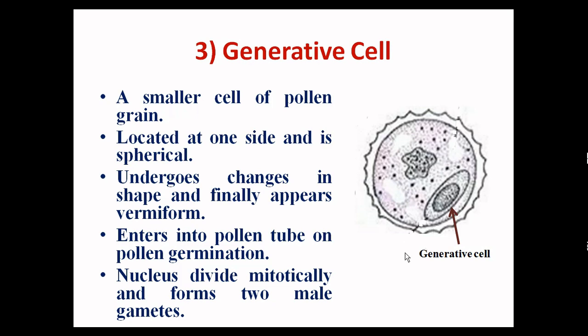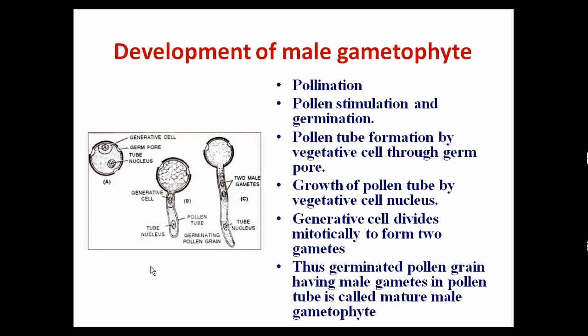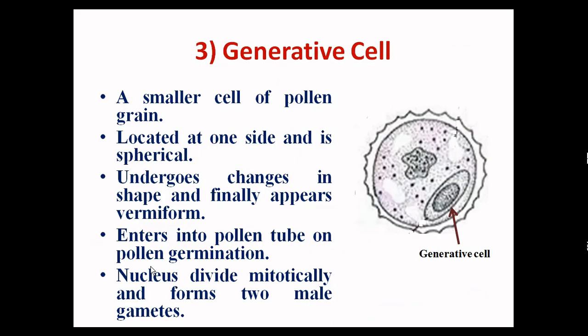So why it takes the vermiform shape is a question. As we know, the pollen tube is a hollow cylinder-like structure. So to pass through this hollow cylinder-like structure, the generative cell enters into the pollen tube on pollen germination, where the nucleus of the generative cell divides mitotically and forms the two male gametes. One of the male gametes fuses with the egg cell, while the other fuses with the polar nuclei.